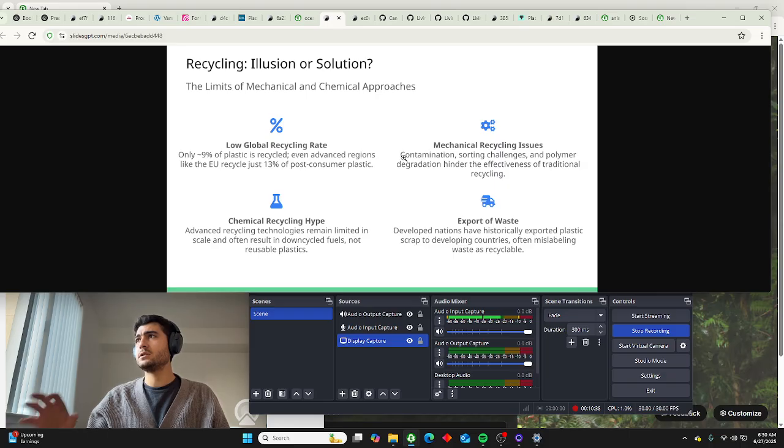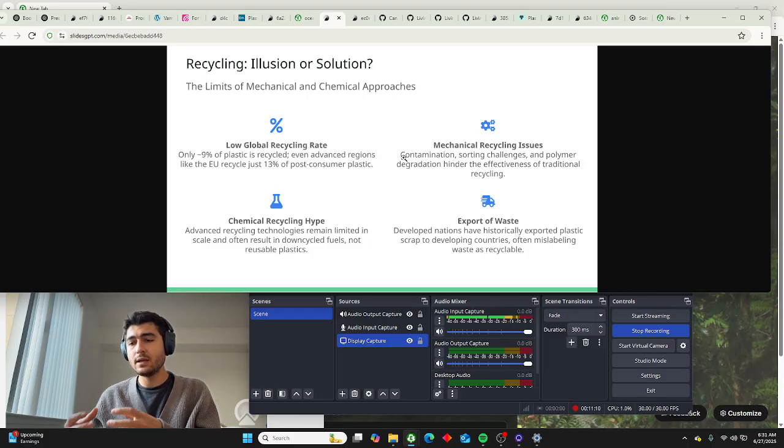And contamination, sorting challenges, and polymer degradation hinder the effectiveness of traditional recycling. Like, if it is contaminated, it is very hard. If it is not easy to sort, or some kind of polymers don't even recycle at all. Okay. So we have an idea like, oh yeah, plastics can be recycled, but most of the plastic can be recycled maybe 1 or 2 times. After that they lose their durability, their strength, their many structural capabilities.